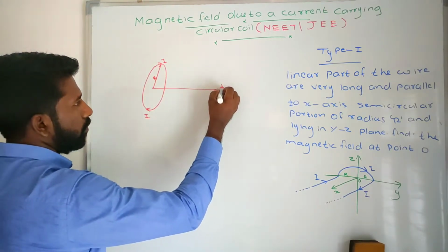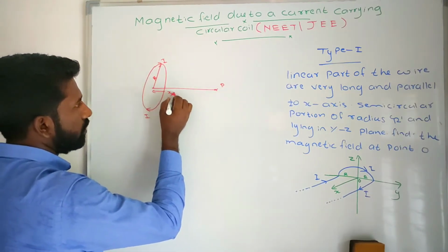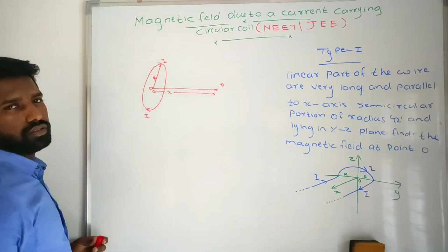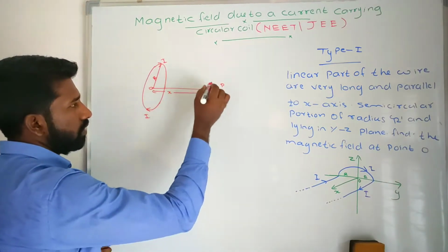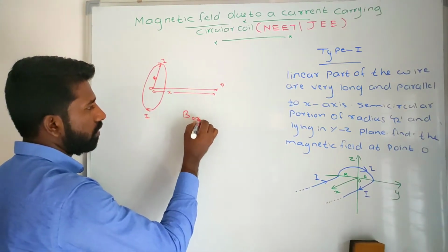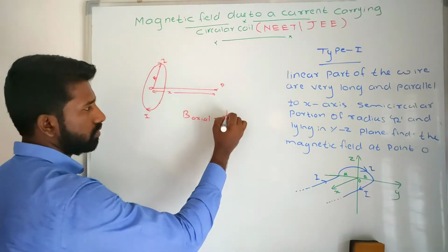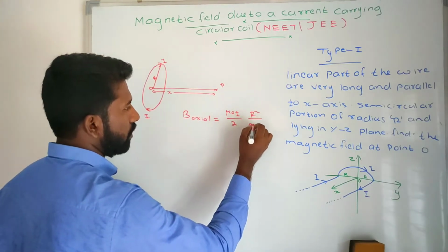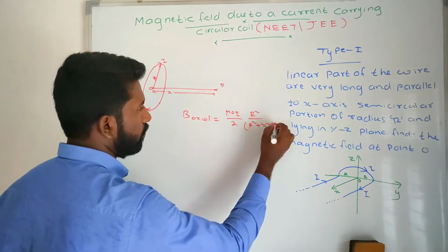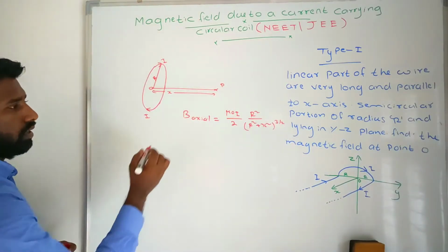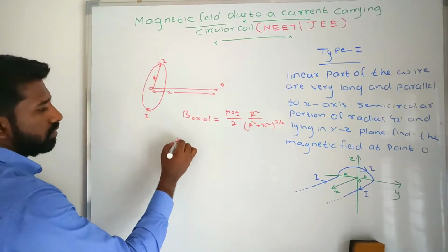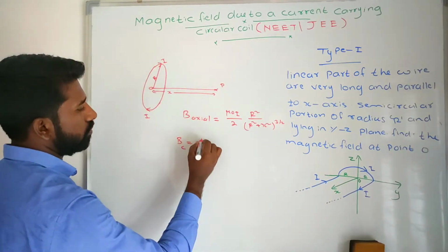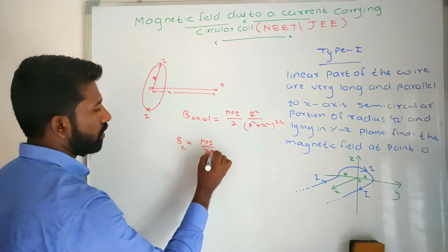A point P is at a distance x from the center of the current carrying circular loop, and this P is along the axis. Then the magnetic field at the point P is mu 0 I by 2, r square divided by r square plus x square, all power 3 by 2. If this point is at the center, then the magnetic field at the center of a circular loop is mu 0 I by 2r.